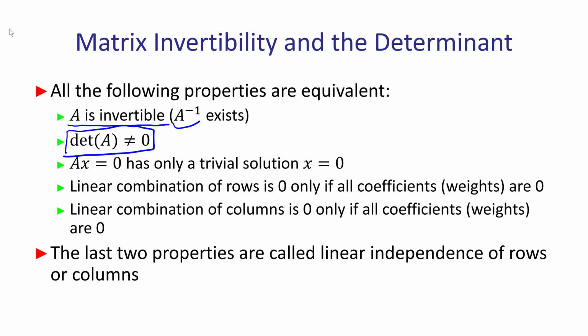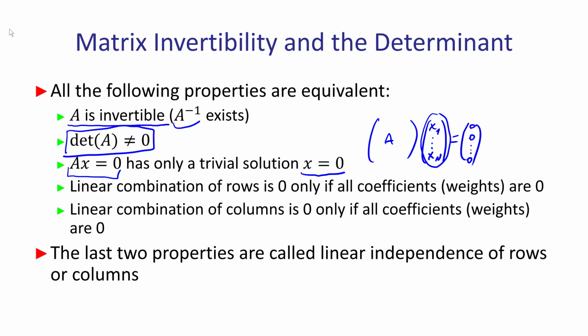Another property equivalent to the matrix being invertible, or the determinant not being equal to 0, is that AX equals 0, which is basically a system of linear equations where all of the right parts equal 0, has only the trivial solution where x equals 0. So this is called the trivial solution of that system of equations. So you have some matrix A multiplied by some vector x1 to xn, and it will have only one solution, where that whole vector is a vector of zeros.